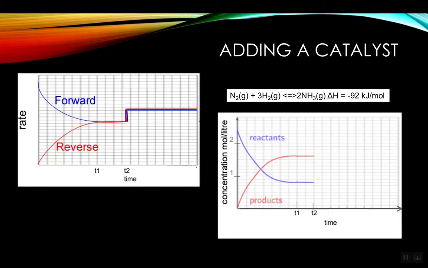Now, if you add a catalyst, what's going to happen is no effect on the position of equilibrium. It will increase the rate of the forward and the backward reaction by exactly the same amount. It will not cause any stress to the equilibrium system, so it will not have any net change on the concentrations.